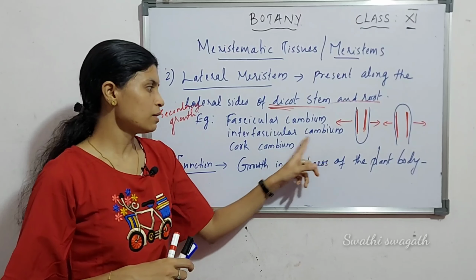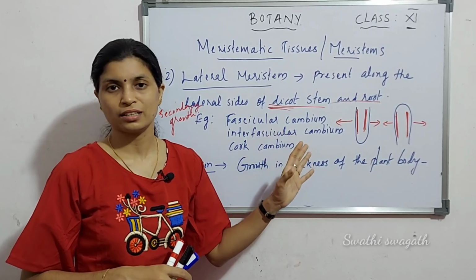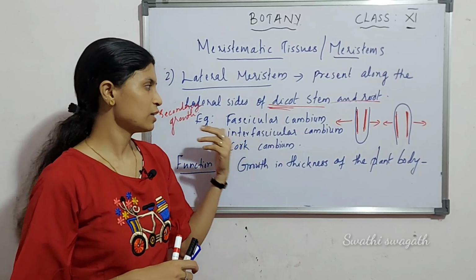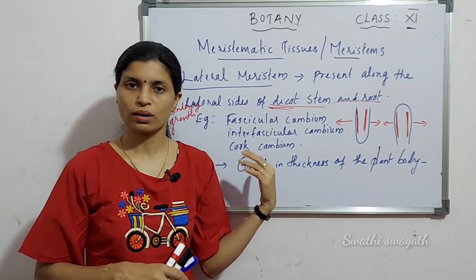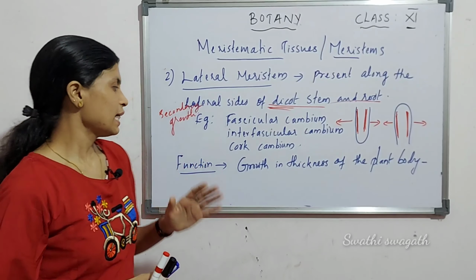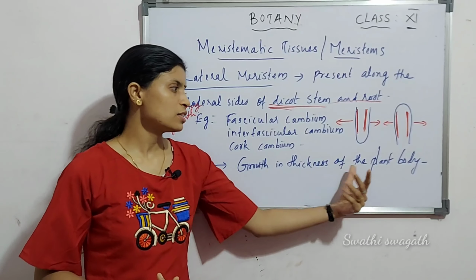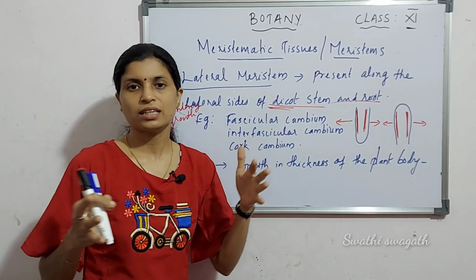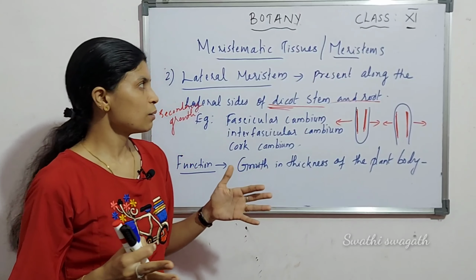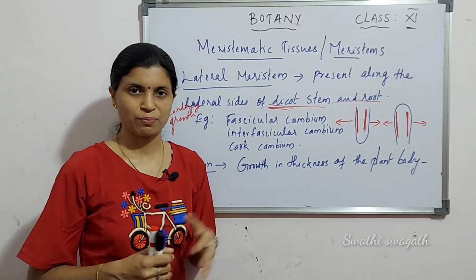So cambium is responsible for increase in thickness. Cambium has many types like fascicular, interfascicular, cork cambium, etc. The next, its function, which is already discussed: growth in thickness of the plant body. It helps to increase the thickness of the plant body. This is about our lateral meristem.